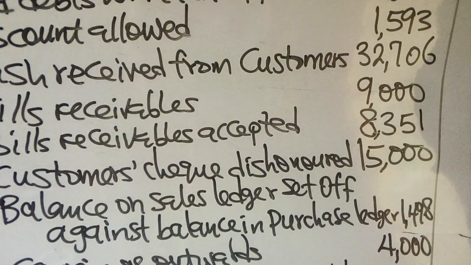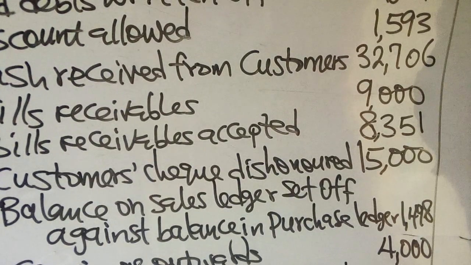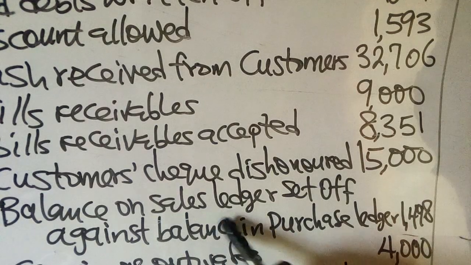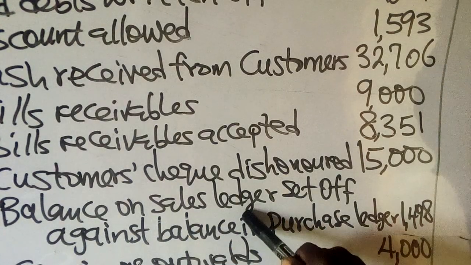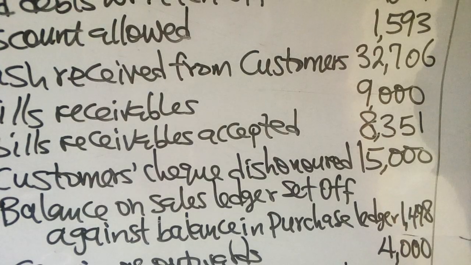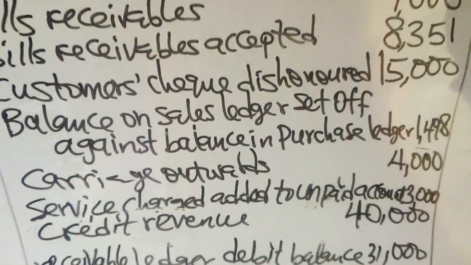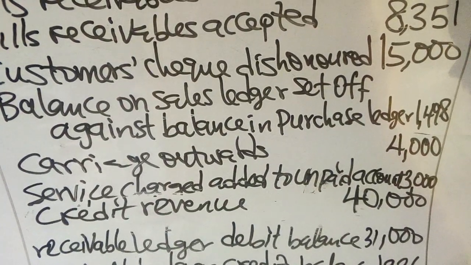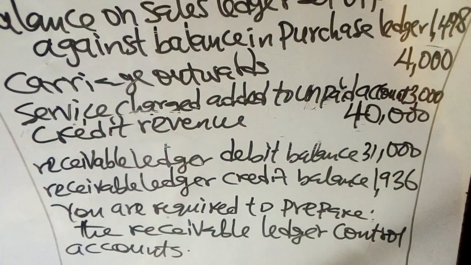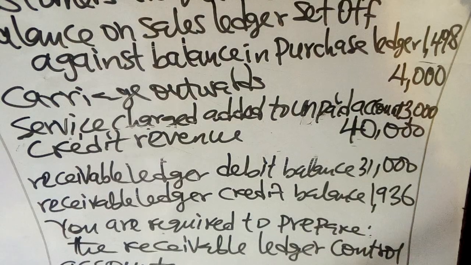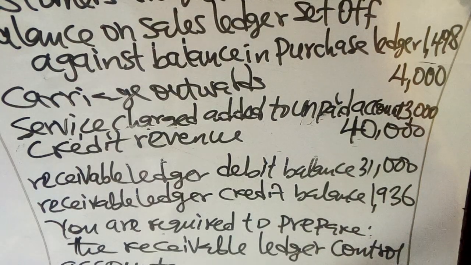This is a set-off, and we're not being told whether it is a debit balance or credit balance. You should know that your receivable ledger control account will have a debit balance. Since it is balance in sales ledger, that means it is receivable ledger debit balance. You want to set off against the credit balance in payables ledger, because under normal circumstances the payable ledger will have a credit balance. So carriage outwards, the cost of transporting the goods to customers, which you will ordinarily add to the selling price of the goods. So that when you add it, the customer's debt increases by that amount.